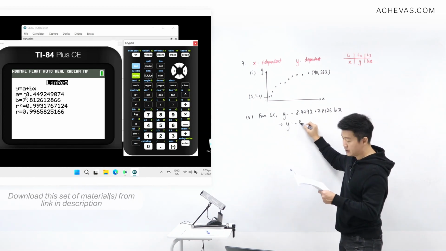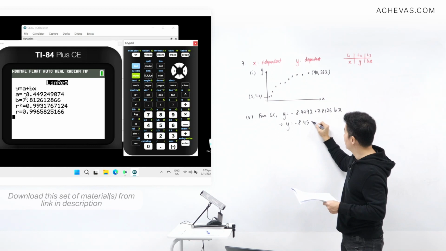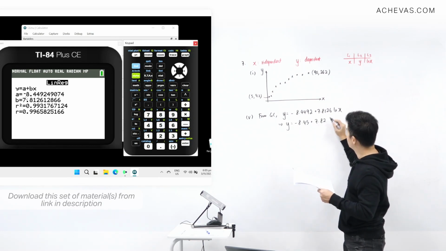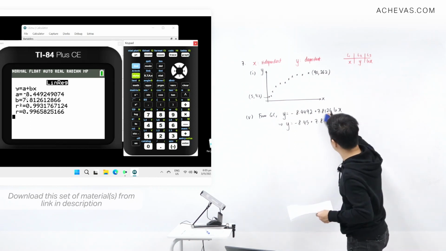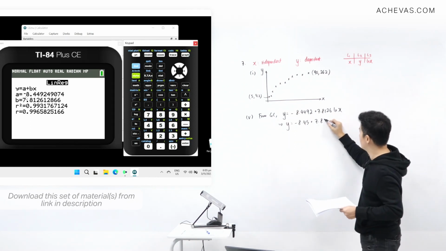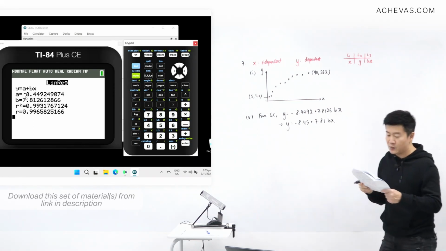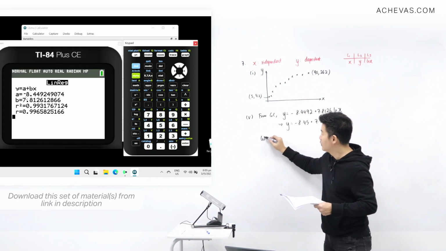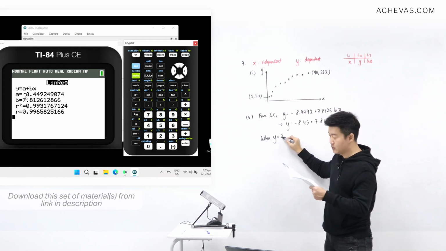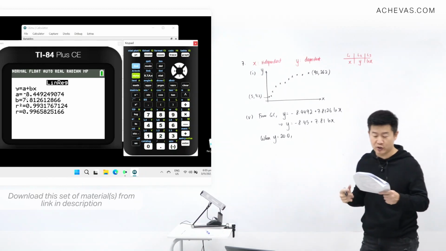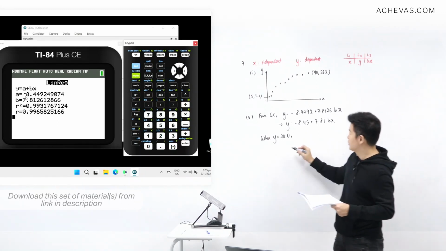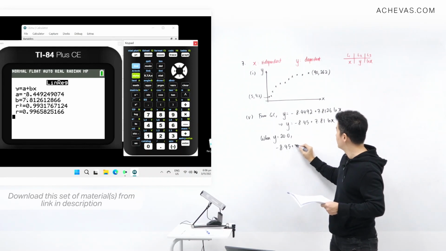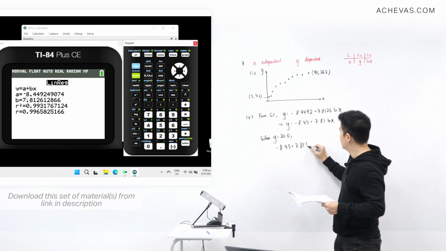So y is equal to negative 8.45 plus 7.81 ln x. And we're going to try to use this to find the required estimate, that is when y is equal to 20.0. We are going to try to estimate the value for x. So y is equal to 20.0, that means negative 8.45 plus 7.81 ln of x.